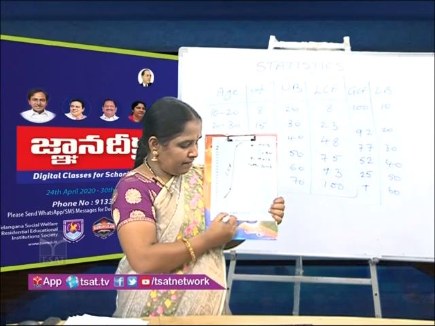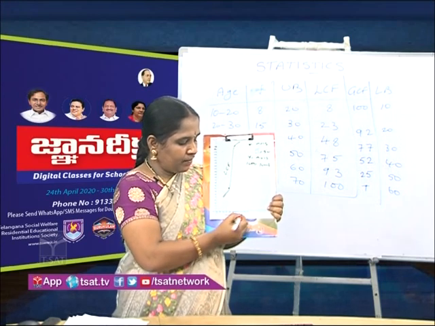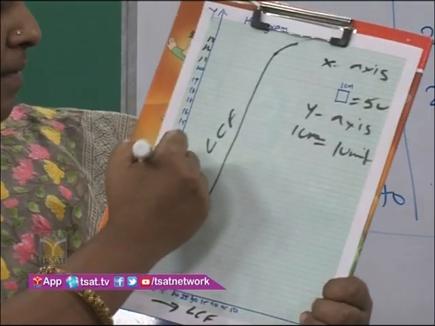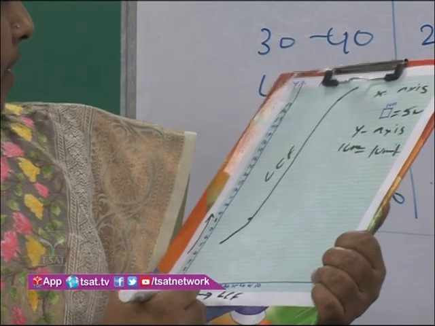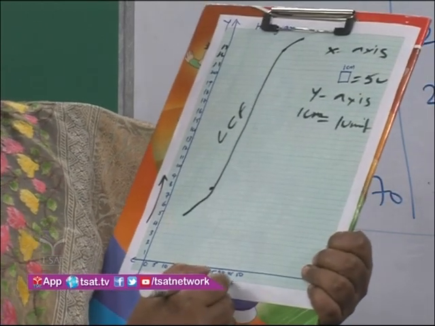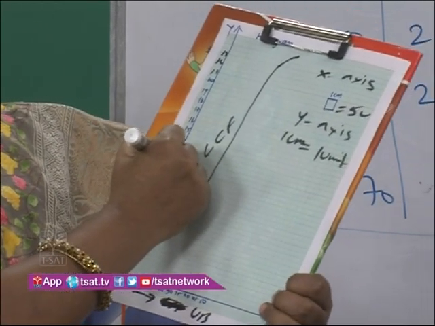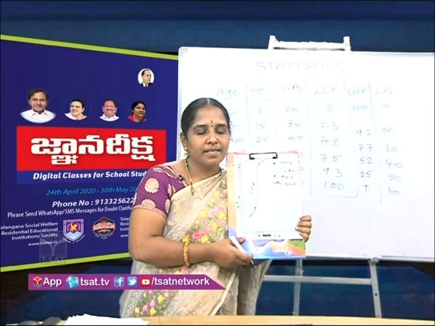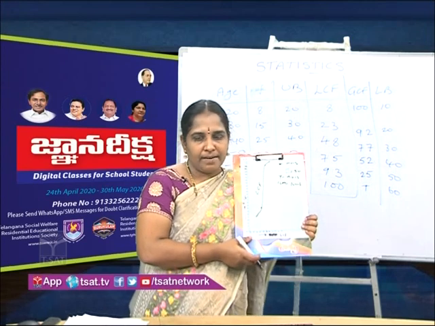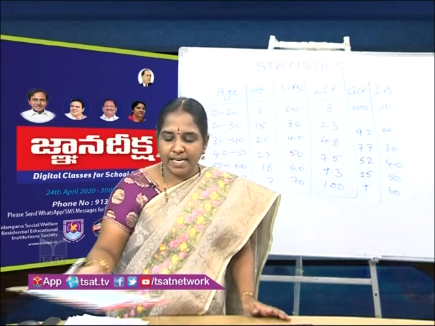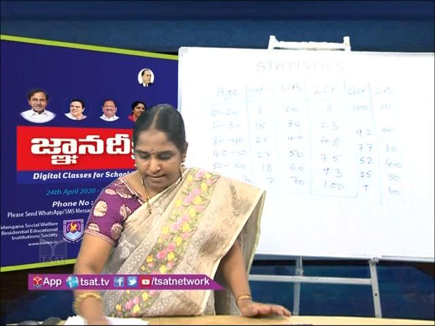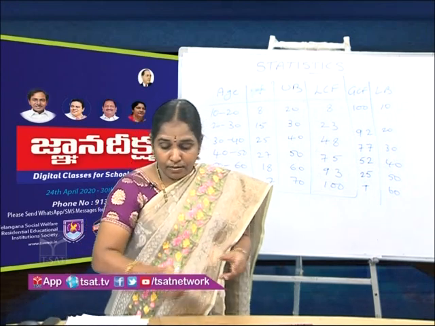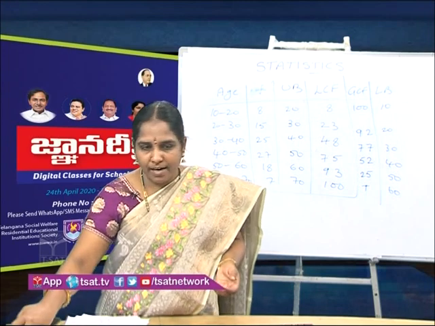And finally here we write, on the x-axis we have taken upper boundaries, on the y-axis we have taken LCF, less than cumulative frequency. So this is how we can mark the points and draw the graphs, which gives us a better understanding of the data. As I told you, LCF and GCF curves help us in knowing more than a certain value or less than a certain value.